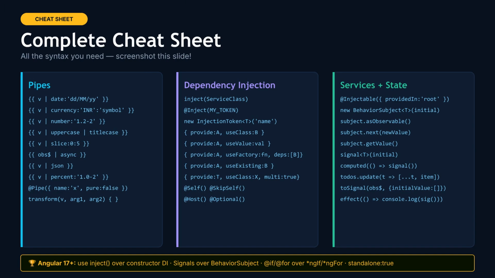This is a complete cheat sheet for pipes, DI, and services. Screenshot this slide for quick reference. Remember the Angular 17+ best practices. Use inject, signals, and standalone components for modern performant applications.